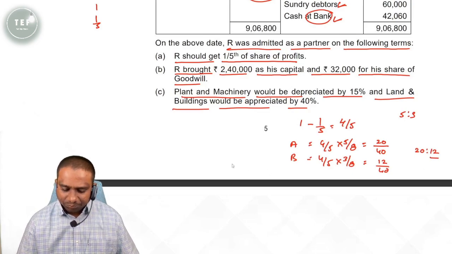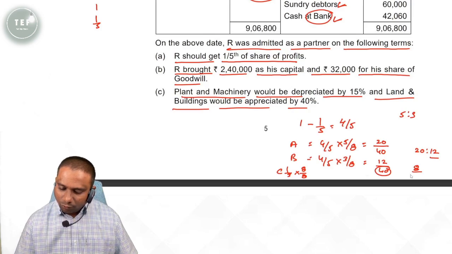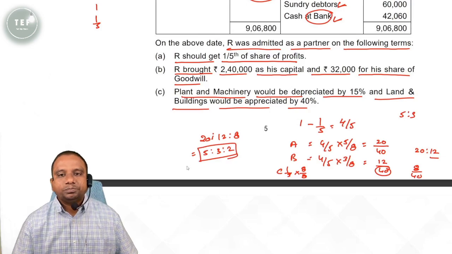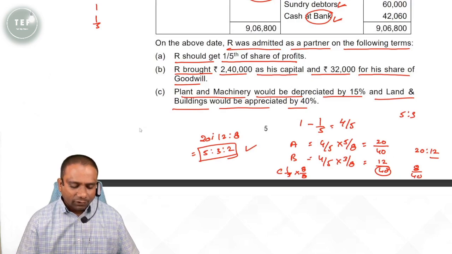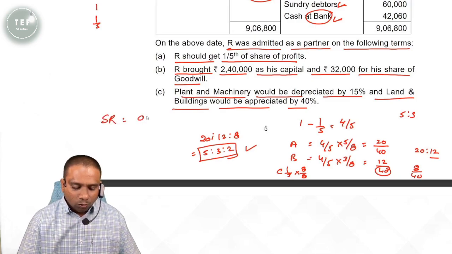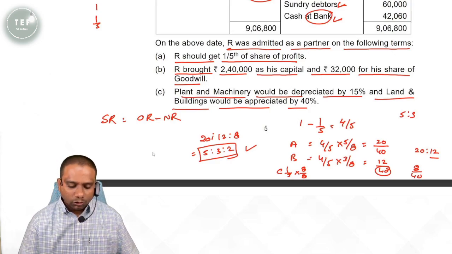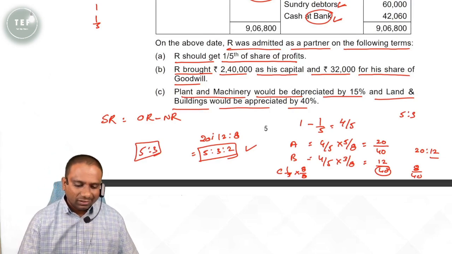Here R has 1 by 5. To equalize the denominator, multiply by 8, so 8 by 40. So what is the new profit sharing ratio? 20 is to 12 is to 8, which means 5 is to 3 is to 2. This is the new profit sharing ratio. Now calculate the sacrificing ratio. Sacrificing ratio formula is old ratio minus new ratio. If you calculate old ratio minus new ratio, you get the same 5 is to 3, students. You can calculate simply.